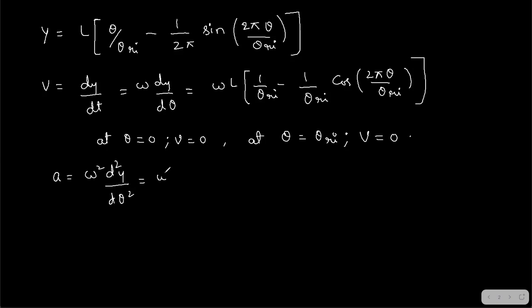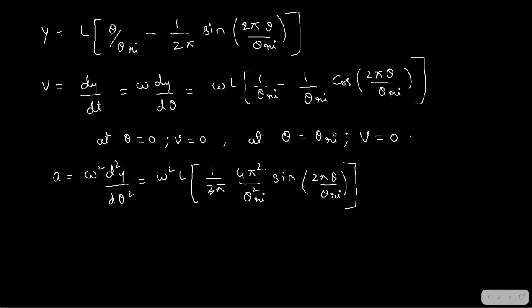Yes. So you'll get omega square L multiplied by 1 by 2 pi into 4 pi square by theta Ri square sine 2 pi theta by theta Ri. It's just a simple derivation. You can directly do it. So now substitute theta is equal to 0. You can say that acceleration will be 0 because if you substitute 0 here, it will be sine 0, which is 0. So you are going to get the initial value as 0. Acceleration is 0 in the initial case.